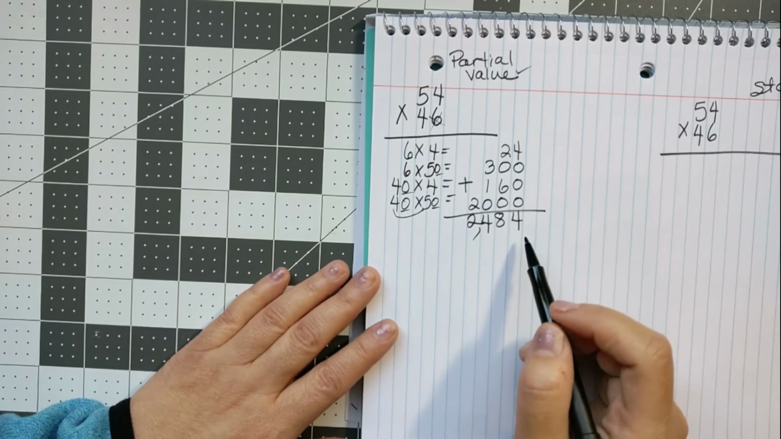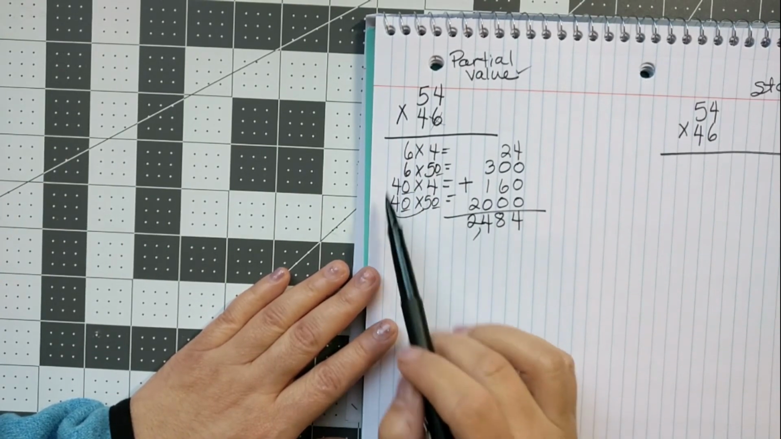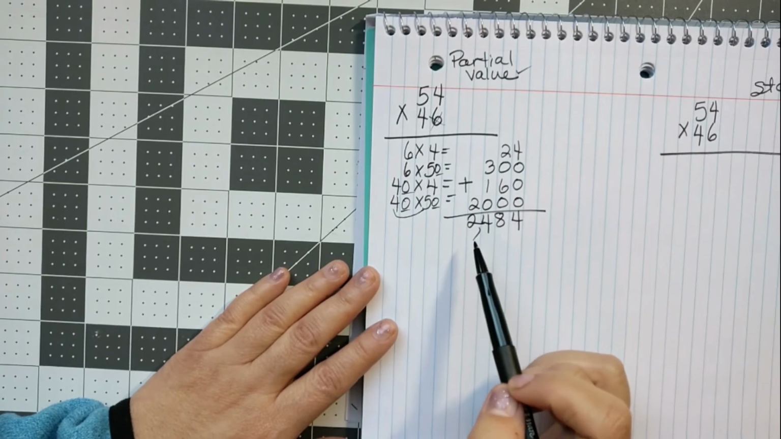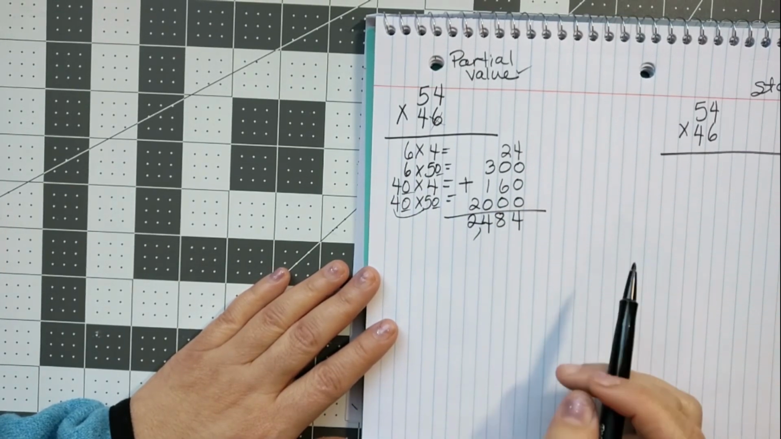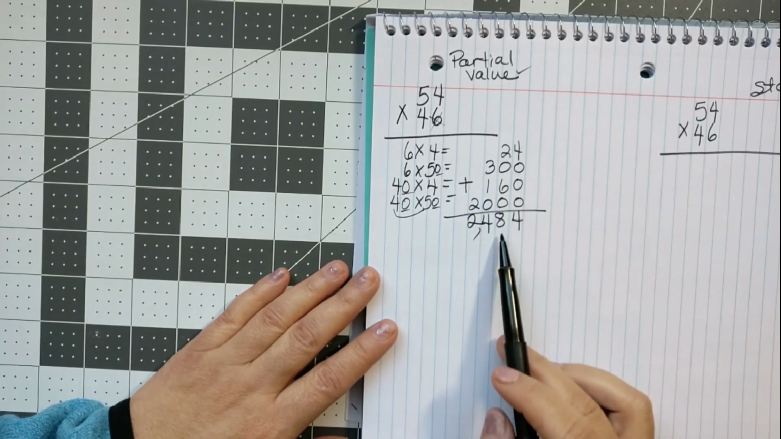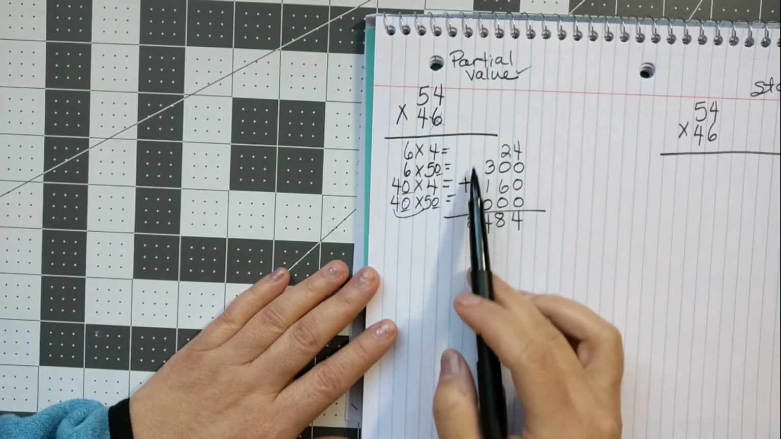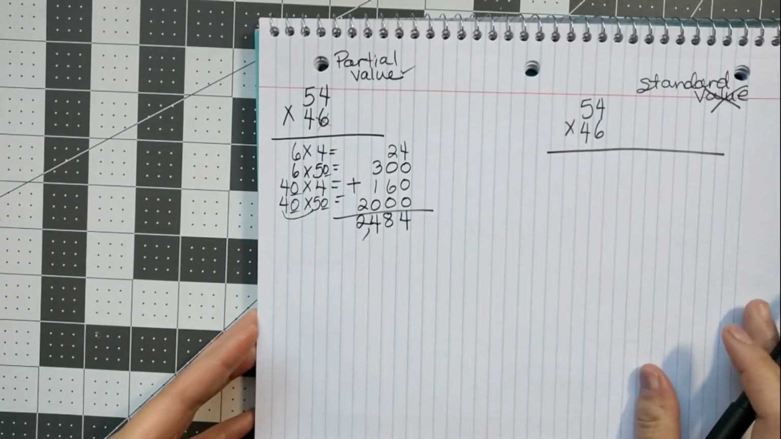Okay, if you didn't get that answer, again, it could be that you either missed a digit or missed a value of a digit, or possibly you didn't have them lined up correctly. You got to make sure that the ones are lined up with the ones, the tens are lined up with the tens, the hundreds and the thousands, and so on. Okay, so now we're going to do the standard algorithm.